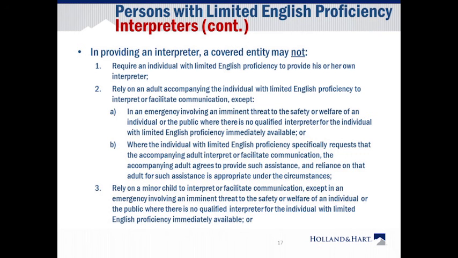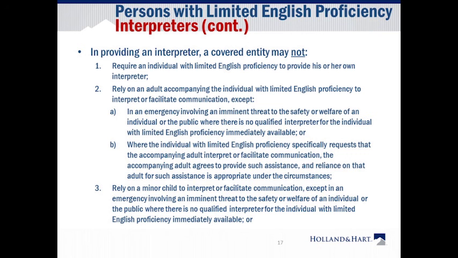Number 2, you can't rely on an adult accompanying the individual with limited English proficiency to interpret or facilitate communication except in an emergency involving an imminent threat to the safety or welfare of an individual or the public where there is no qualified interpreter for the individual with limited English proficiency immediately available. So emergency situations are exempt, or also exempt where the individual with limited English proficiency specifically requests that the accompanying adult interpret or facilitate communication, the accompanying adult agrees to provide such assistance, and reliance on that adult for such assistance is appropriate under the circumstances.